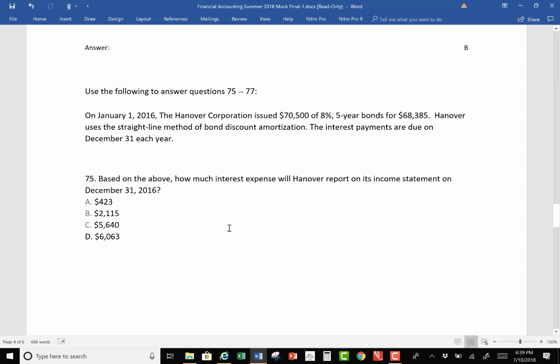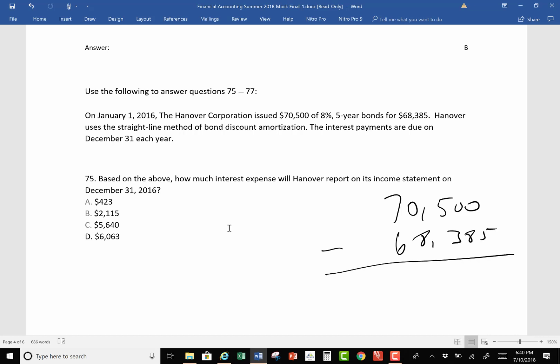We have this: Hanover Corporation issued 70,500 of 8% 5-year bonds for 68,385. Is this a discount bond or a premium bond? It's a discount bond because it was issued for less than face, right? So I take that 70,500, I subtract 68,385, and the difference here is what?